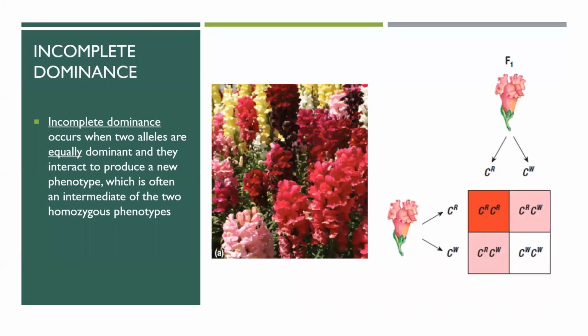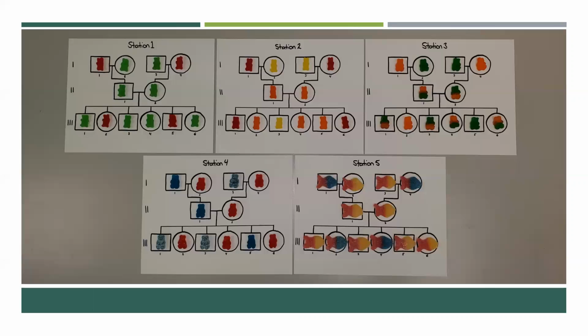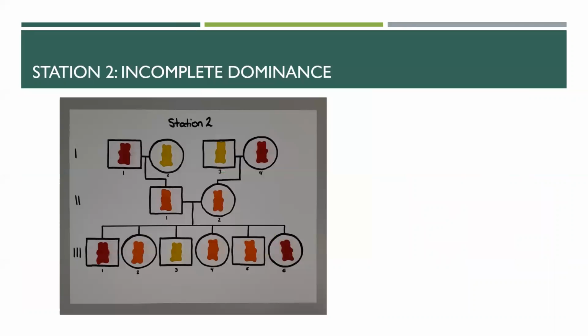Incomplete dominance occurs when 2 alleles are equally dominant and they interact to produce a new phenotype, which is often an intermediate of the 2 homozygous phenotypes. Incomplete dominance is sometimes called blending. Which station do you think represented incomplete dominance? Station 2 showed incomplete dominance.